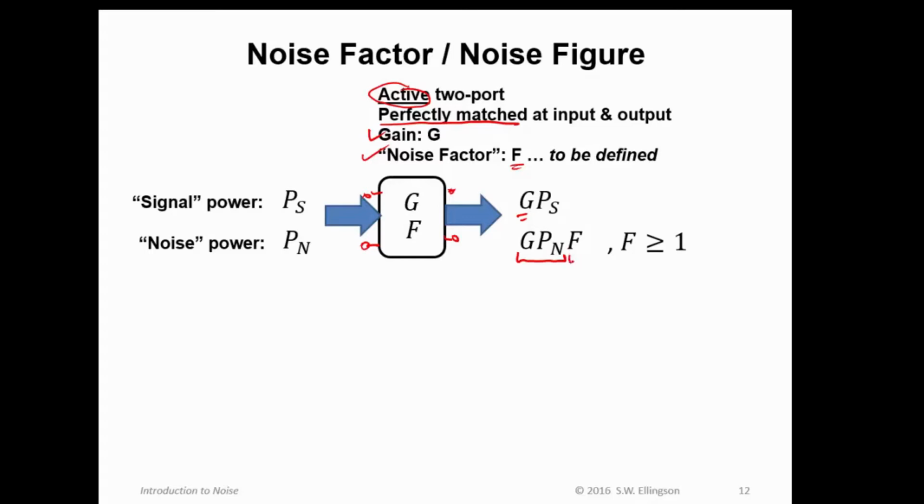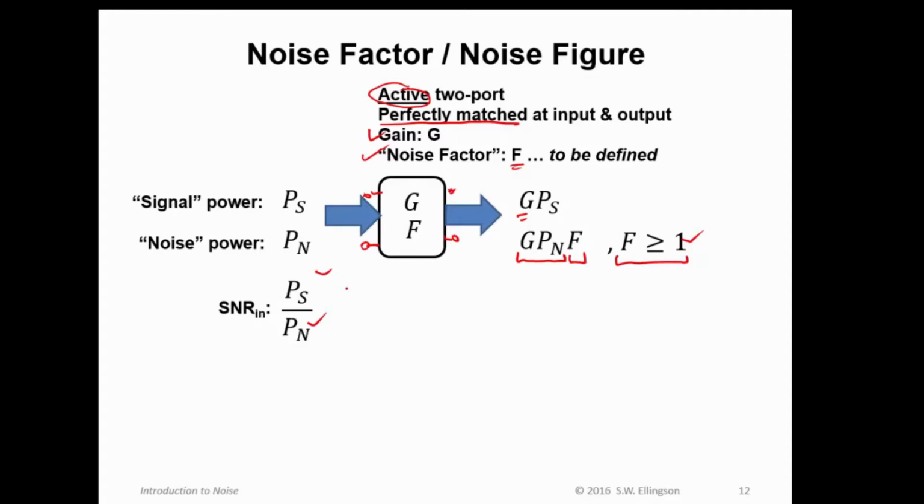So what I get is a greater amount of noise than I applied, and that greater amount of noise is greater by a factor F. And obviously F has to be greater than or equal to 1, right? The noise can only go up. So on the left here, I can say what the signal noise ratio is. It's the signal power divided by the noise power, or just simply P sub S divided by P sub N. That's the input signal to noise ratio.